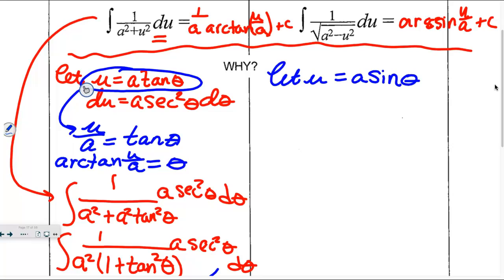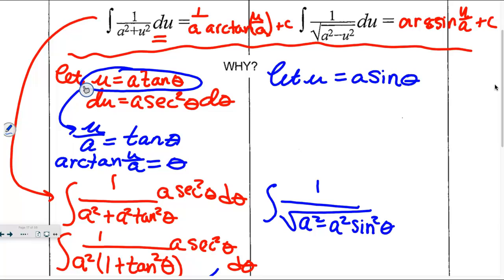I'm going to start a rewrite down here. So leave some workspace in here. Right now I'm sitting there with 1 over the square root of a squared minus a squared sine squared theta. That's all I've taken care of, is getting that u there.